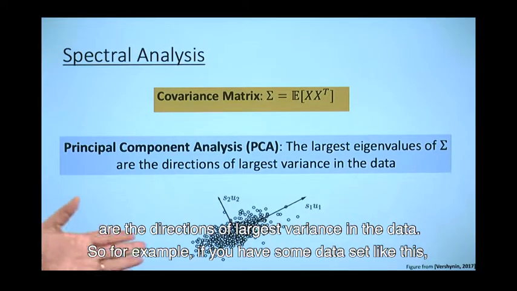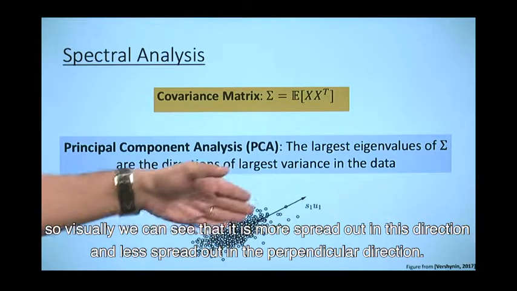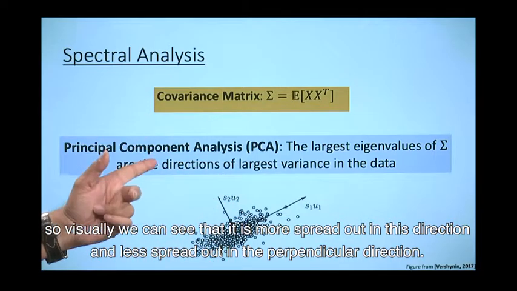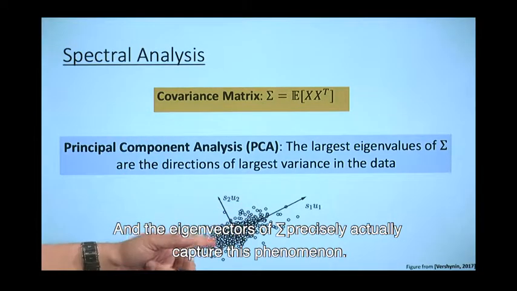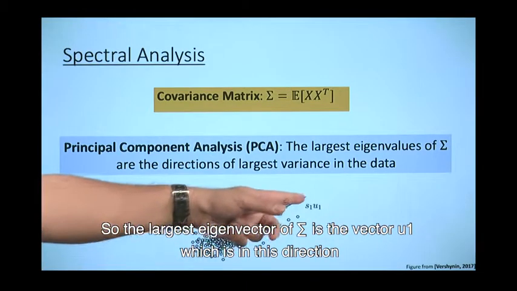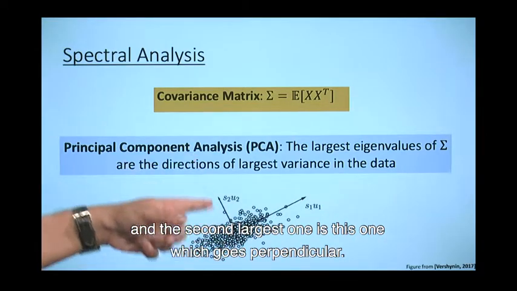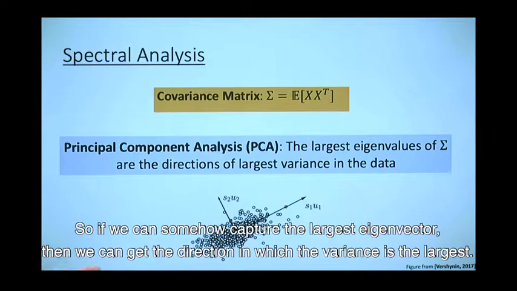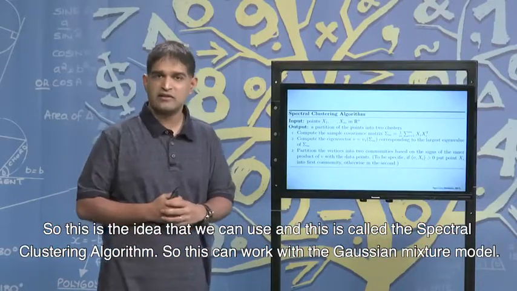For example, if you have some data set like this, visually we can see that it is more spread out in this direction and less spread out in the perpendicular direction, and the eigenvectors of sigma precisely capture this phenomenon. The largest eigenvector of sigma is the vector u1, which is in this direction, and the second largest one is this one, which goes perpendicular. So, if we can somehow capture the largest eigenvector, then we can get the direction in which the variance is the largest. This is the idea that we can use, and this is called the spectral clustering algorithm.